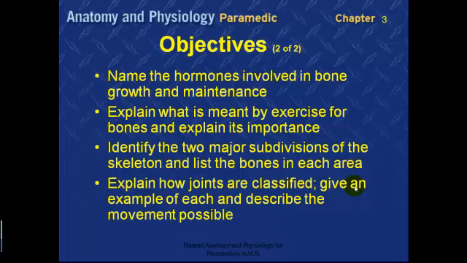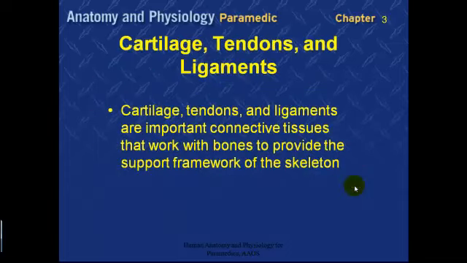We're going to identify the two major subdivisions of the skeleton and list the bones in each area. We're also going to talk about joints and give an example of each type of joint and the movement that's allowed by each type. Let's start off by talking about cartilage, tendons, and ligaments.